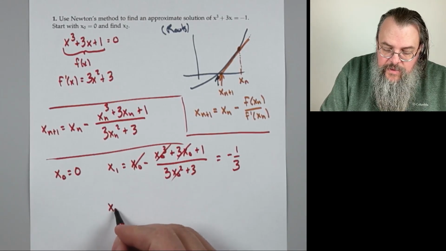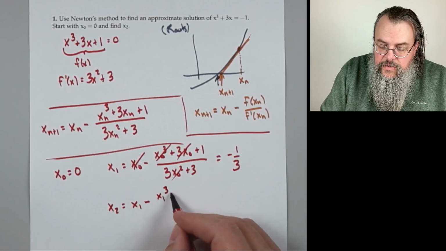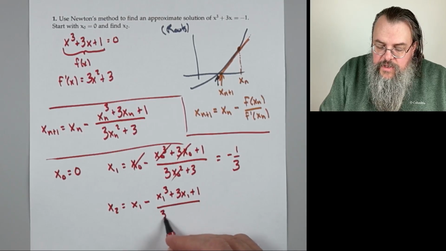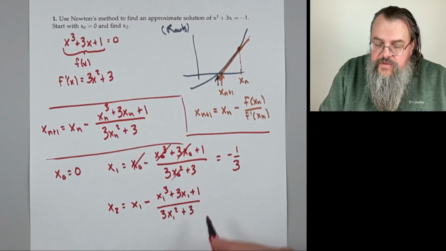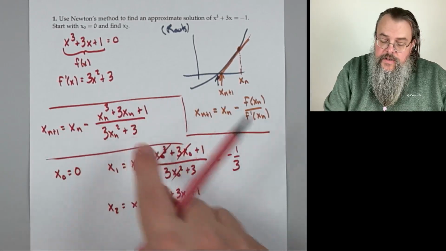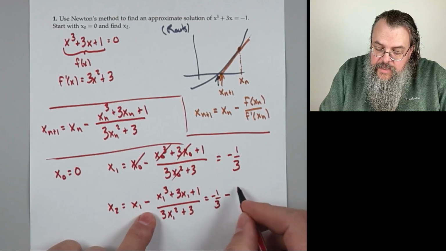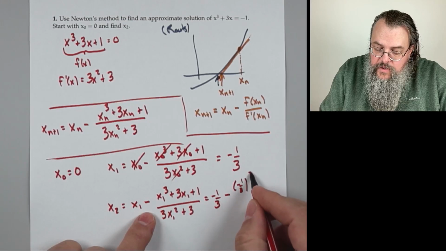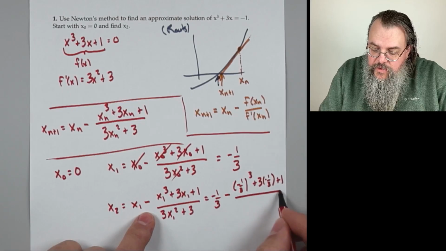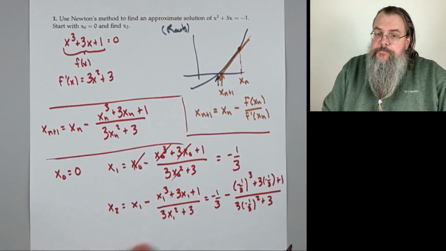So what is x2? Well, that's x1 minus x1 cubed plus 3x1 plus 1 divided by 3x1 squared plus 3. Right? Because it's just plugging in n equals 1 everywhere we see n. And now our current guess, negative 1/3, minus negative 1/3 cubed plus 3 times negative 1/3 plus 1 over 3 times negative 1/3 squared plus 3.